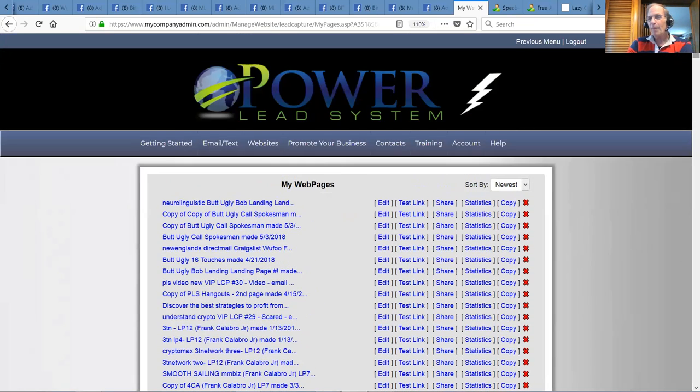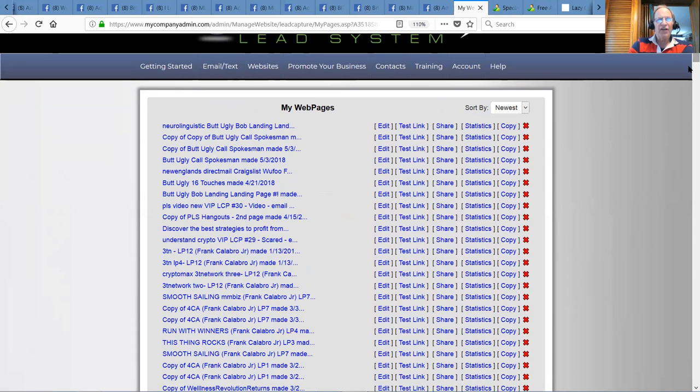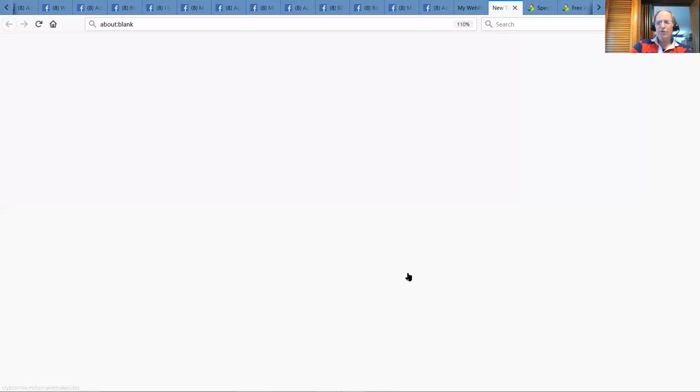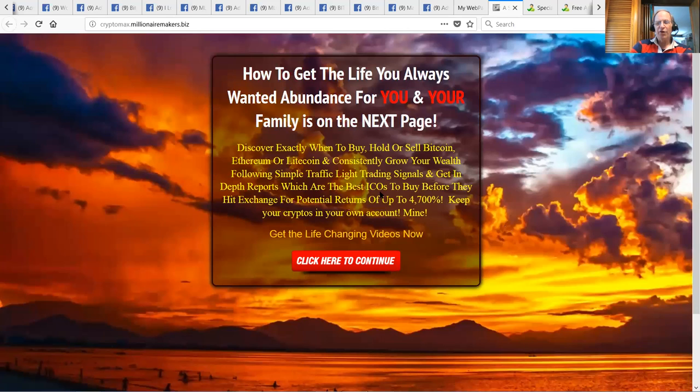Now, here's just a back office of the Power Lead system where we've got the customized landing pages. There's a couple of things that are pretty cool going on over here, and I've got to share something with you. But we have the CryptoMax. Is that the one? Yeah, we're just building a funnel for 3T Networks. I've got a pretty good sales page up because we do offer signals.